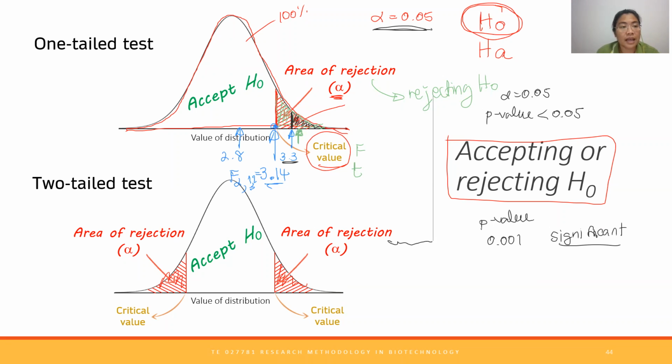The similar thing happens with one-tail and two-tail tests. I'm not going to repeat the two-tail test. Just that if you are doing a one-tail test at alpha of 0.05, the 5% of the area lies in this area. But if you are doing a two-tail test at alpha of 0.05, it's 2.5% here and another 2.5% here.